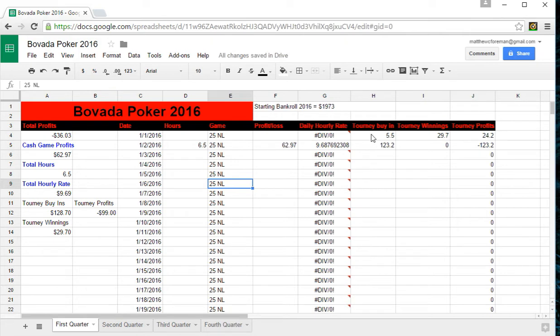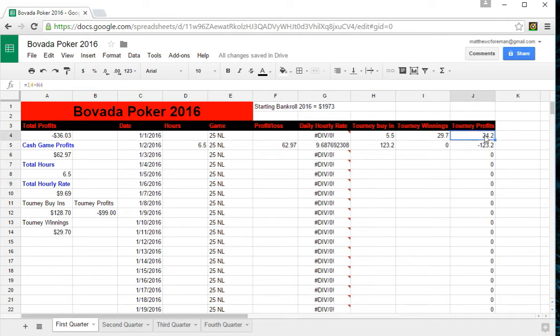Let's go right into my formulas and what I put down. For tourney buy-ins, yesterday, since today is January 2nd for me, I played a $5.50 tournament. I made a video for my blog, and I actually ended up finishing third in that tournament. It was a four table sit and go. So my tourney winnings were $29.70, and from there I got my tourney profits of $24.20.